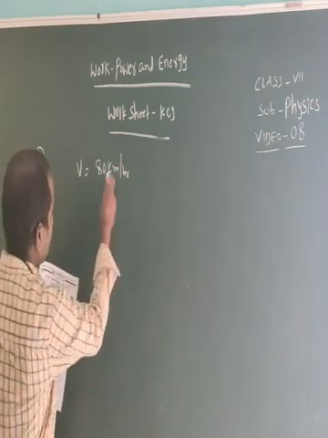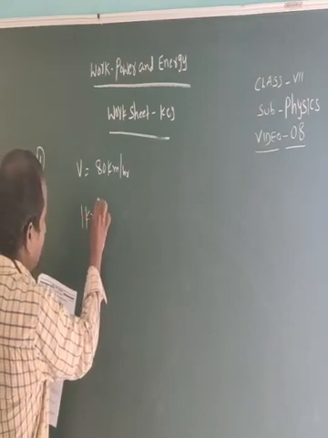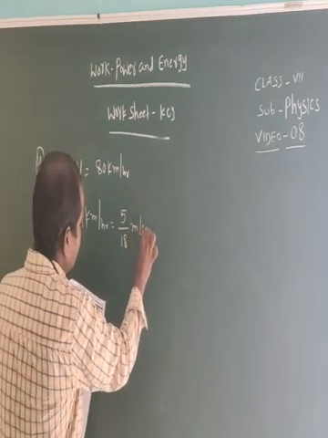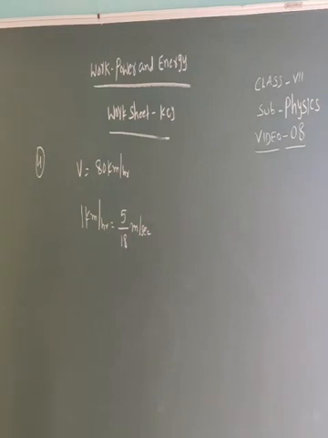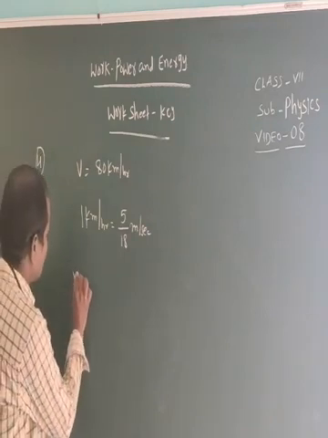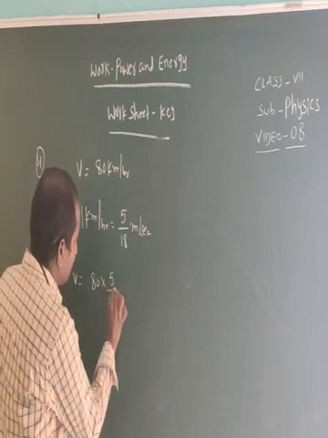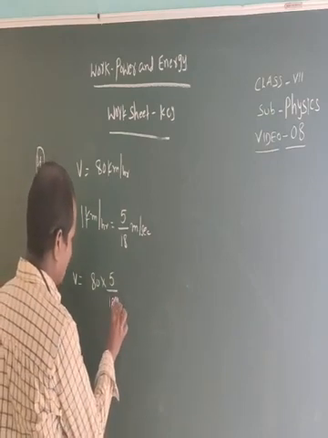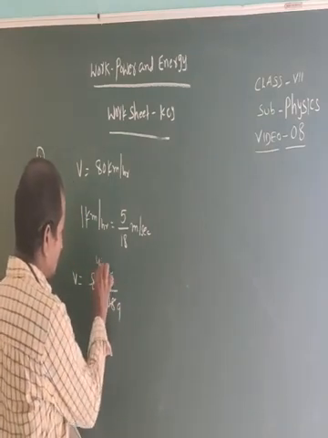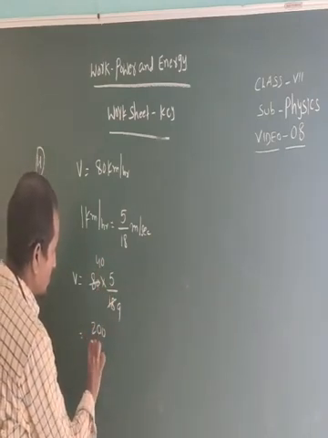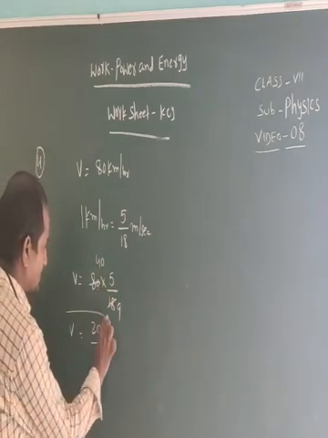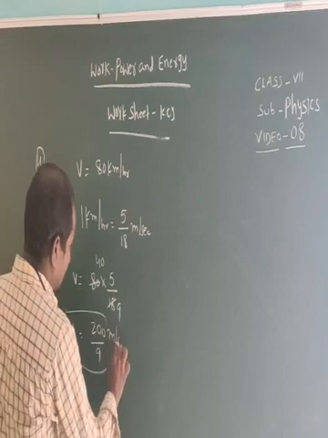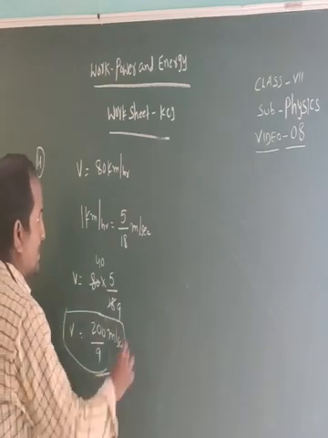So 80 into, we know that 1 kilometer per hour equal to 5 by 18 meter per second. In the place of kilometer per hour, we can substitute 5 by 18. So here v equal to 80 into 5 by 18. That equal to 200 by 9. It is the velocity of the body. Velocity of the body equal to 200 by 9 meter per second.